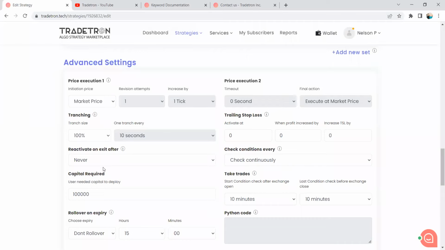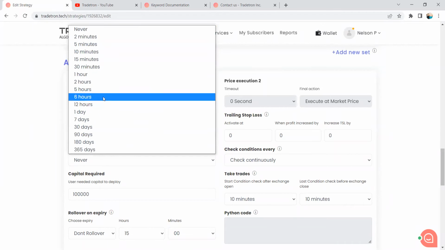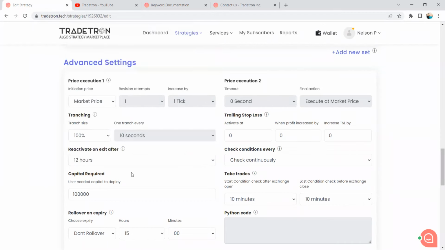Also, if you want to reactivate the strategy, say after every 12 hours. So for example, after universal exit, if you want to re-enter the strategy the next day, then automatically say 3 p.m. if you exited on expiry day, then it will automatically reactivate at 3 a.m. in the morning on Friday, and it will start again taking the trade according to that.